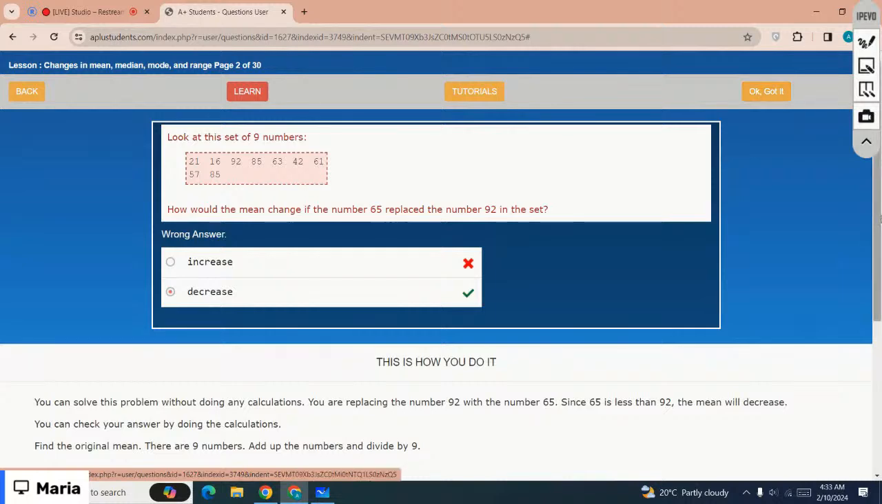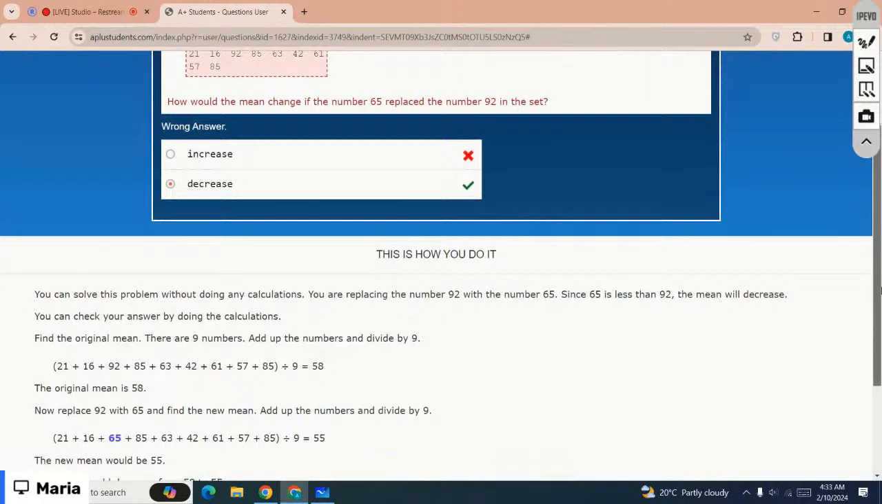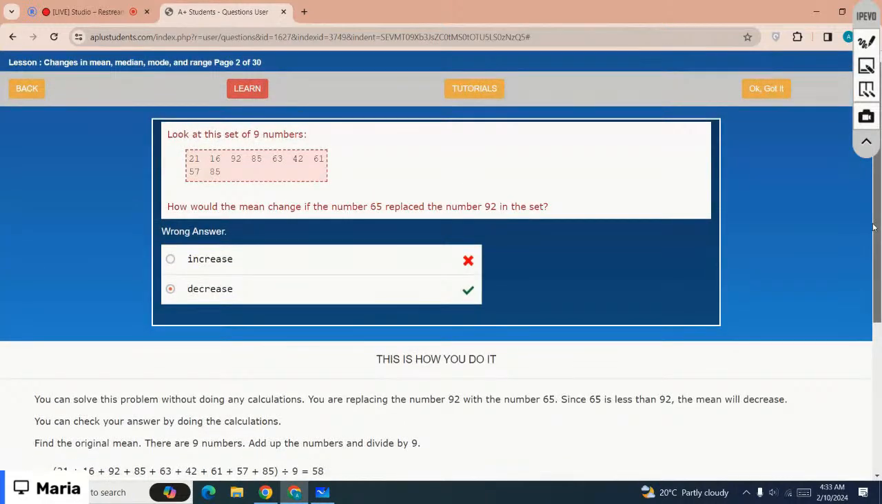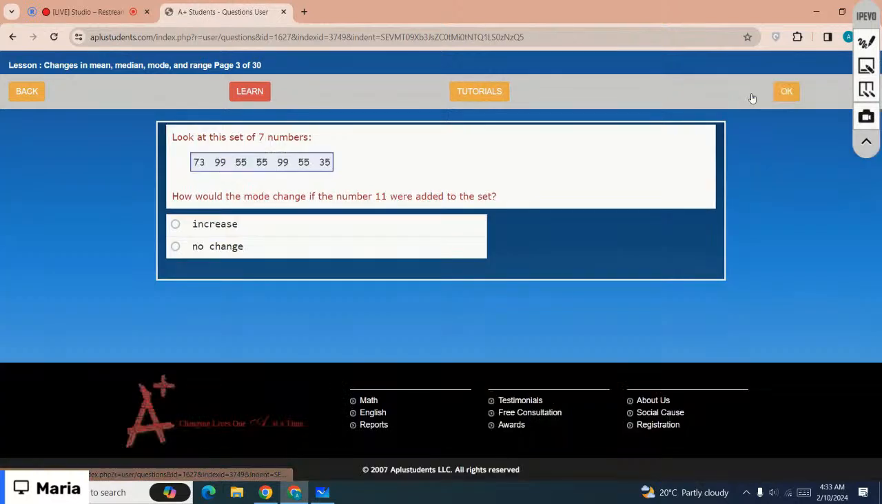Decrease. Oh, you have to replace 92. You already have 92 here. You need to remove 92 and put 65. So you remove a number and put a smaller one, so obviously that is decreased. I thought you had 65 and needed to replace 65 by 92, right? But you are given 92. You need to remove 92 and add 65. So yes, then it is decreased. The mean is decreased. Got it?